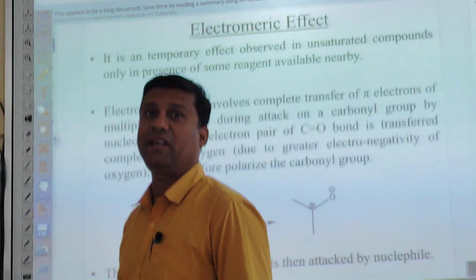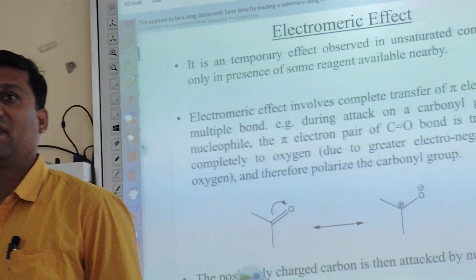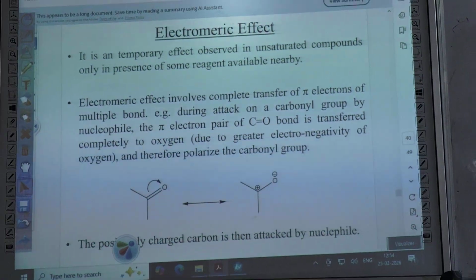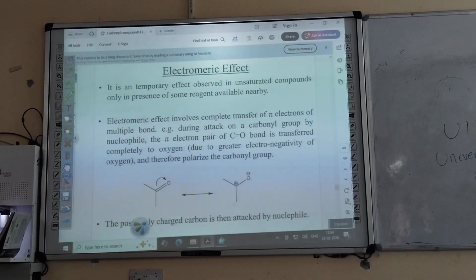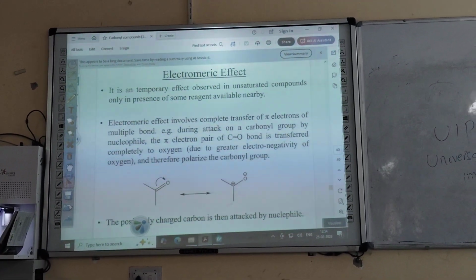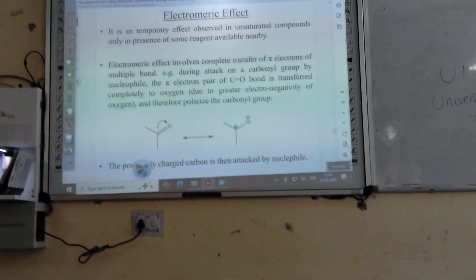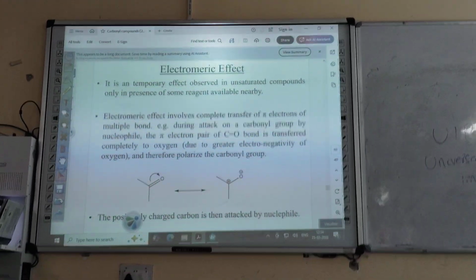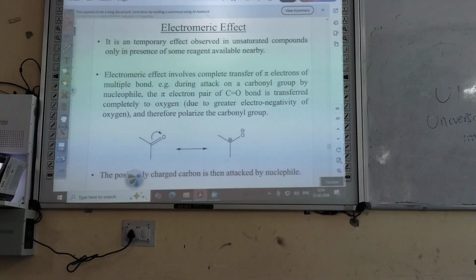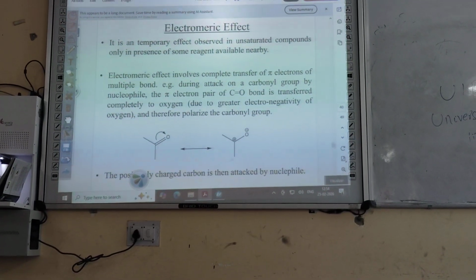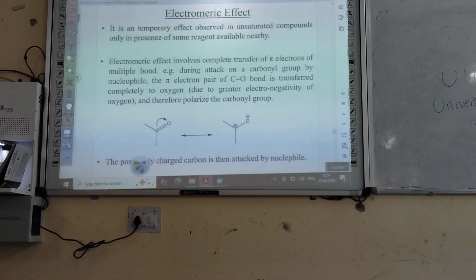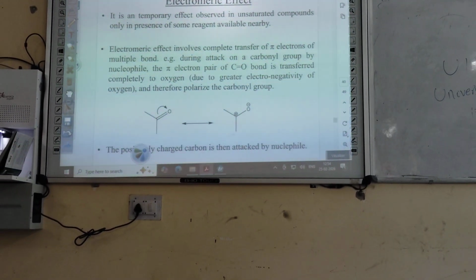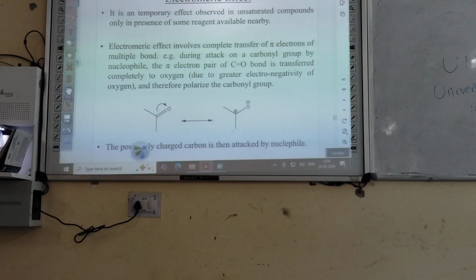electromeric effect. What is electromeric effect? It is a temporary effect. It is a temporary effect observed in unsaturated compounds only in presence of some reagents available nearby. It is not a permanent effect.